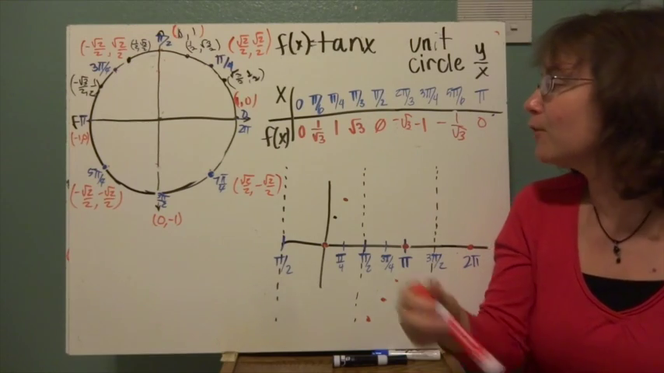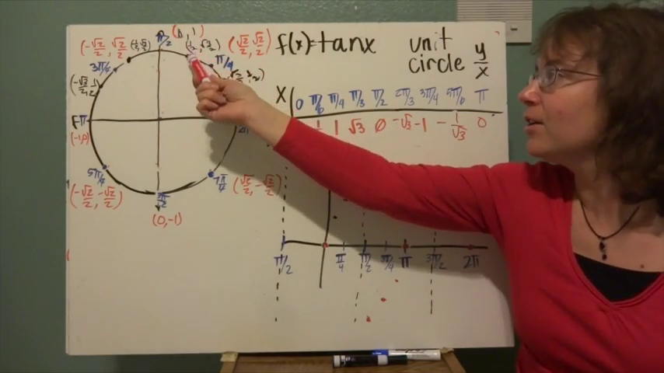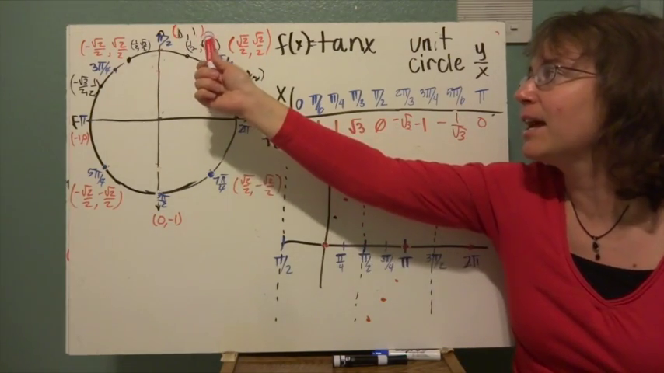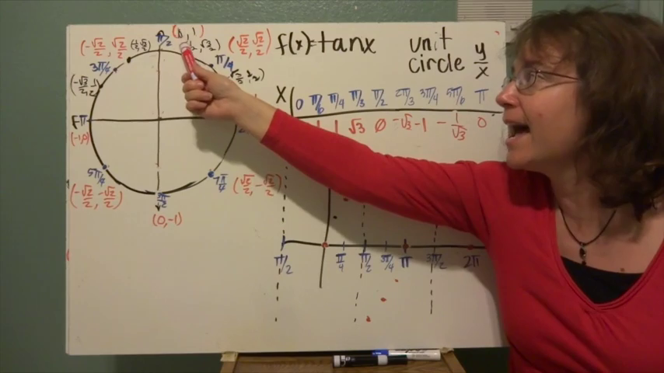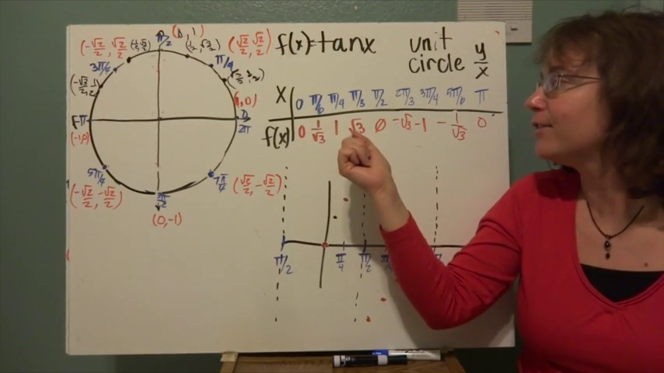Anything over itself is 1, so doing that division I get 1. Here at pi over 3, I can see what's happening is I'm taking rad 3 over 2 over 1/2, flip the fraction and multiply, and I have just rad 3.